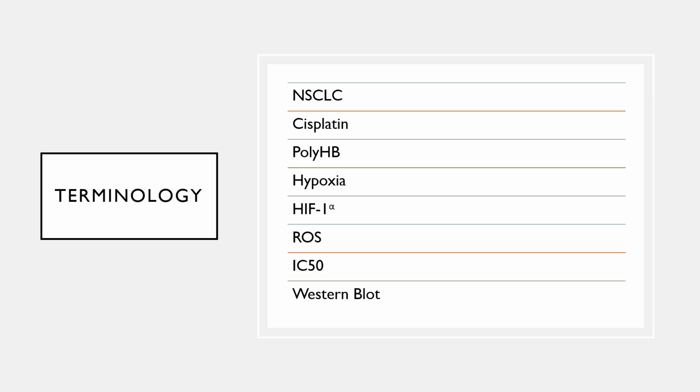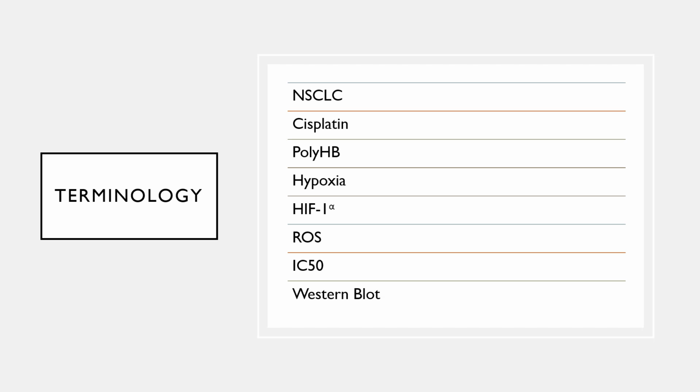So this research comes with a great deal of terminology that most people who are not experts in this field are not familiar with, starting with NSCLC, which, as we previously discussed, stands for non-small cell lung cancer. Cisplatin, as we also covered, is a chemotherapy medication that is used to treat various types of cancers. It's the main treatment that is used in this study, in combination with poly-HB, or polymerized hemoglobin. Hypoxia is a condition where the environment is deprived of oxygen supply. Hypoxia-inducible factor 1 alpha is a regulator that sustains the survival and growth of cancer cells in a hypoxic environment.